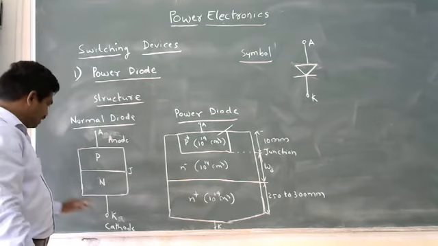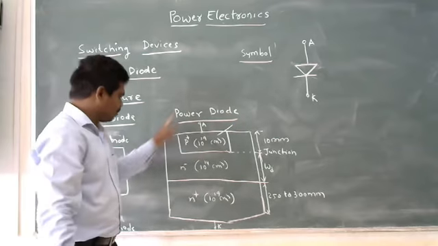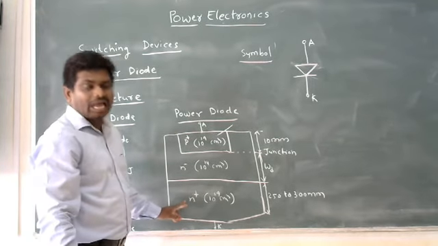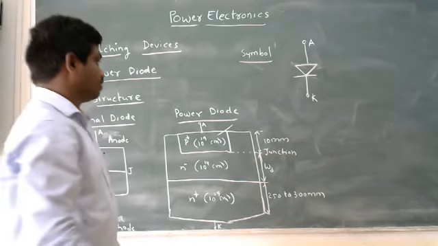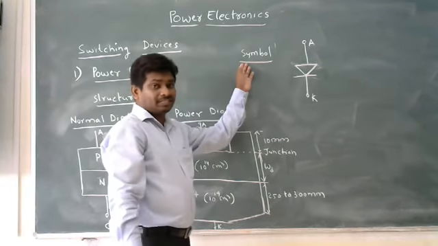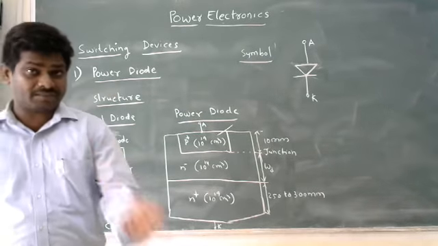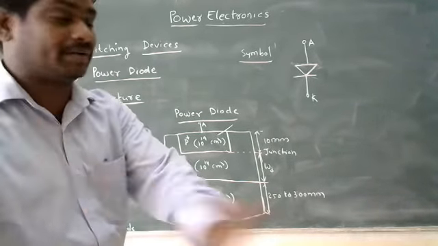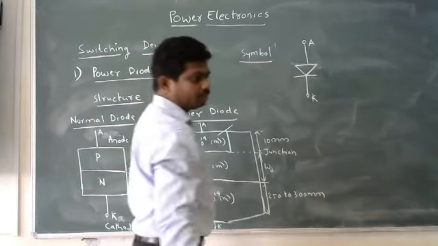This is the normal diode to handle signal level applications. This is the power diode to handle high power applications. Let us see the symbol of the power diode. The symbol of the power diode and the symbol of the normal diode are the same. There is no difference. So look at this, this is the symbol of the power diode.